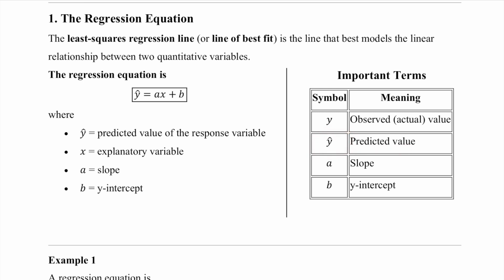One important note: the regression equation will not always be written as ax plus b. Depending on the calculator command or software, you may also see y hat equals a plus bx. In this form, b is the slope and a is the y-intercept. So do not rely on the letters a and b. Instead, remember these two rules. The number multiplying x is the slope. The constant term, or the number by itself, is the y-intercept.